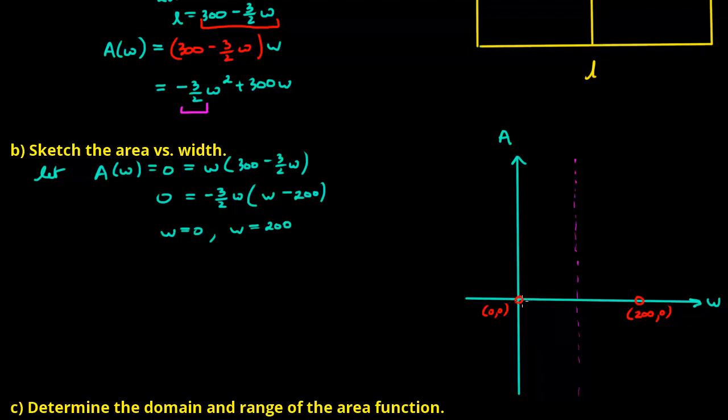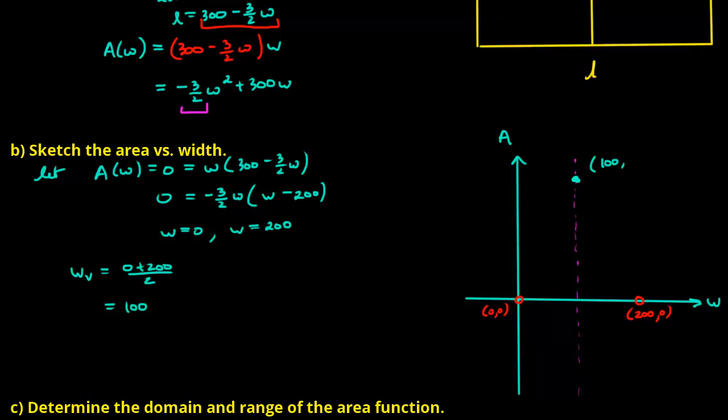So if you're not sure how to find a number that's exactly halfway between two numbers, an easy way to do that is to add them up and divide by 2. So 0 plus 200 divided by 2 gives us a number that's exactly halfway between 0 and 200, which you can probably guess already is 100. So the coordinate of my vertex is 100, comma, and some value for a.